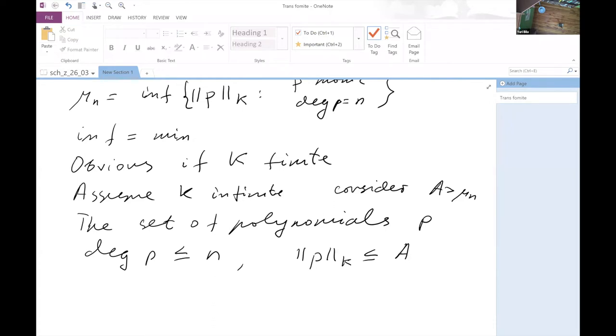Why? When K is an infinite set, we can just pick n plus 1 points, and we see that the values of our polynomials are bounded at these n plus 1 points. By Lagrange interpolation or whatever, this implies that the coefficients are also bounded.